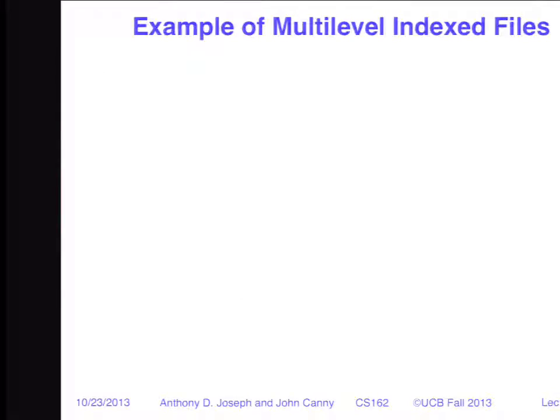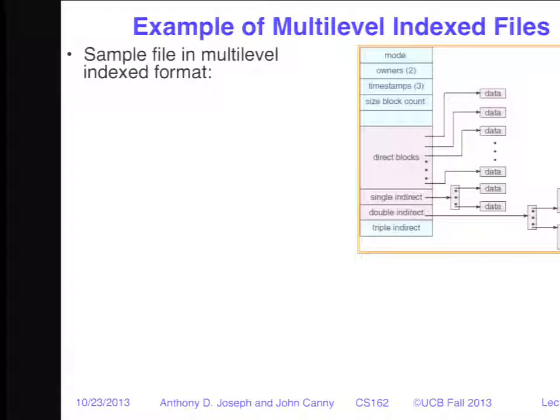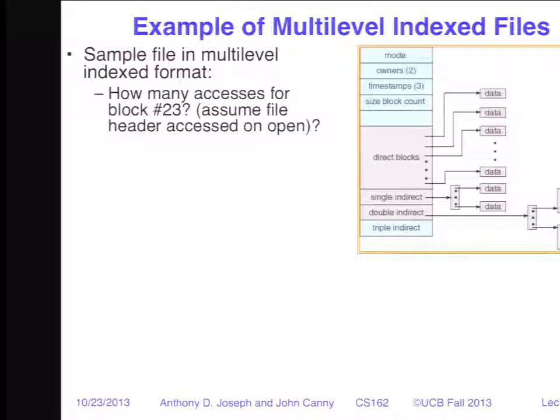So let's look at some examples, and that'll hopefully make this even clearer. If we want to access block 23 of our file, and we'll assume the file header has already been loaded into memory, so that we already have the inode cached in memory when we open the file, how many disk accesses is that going to require to read block 23?